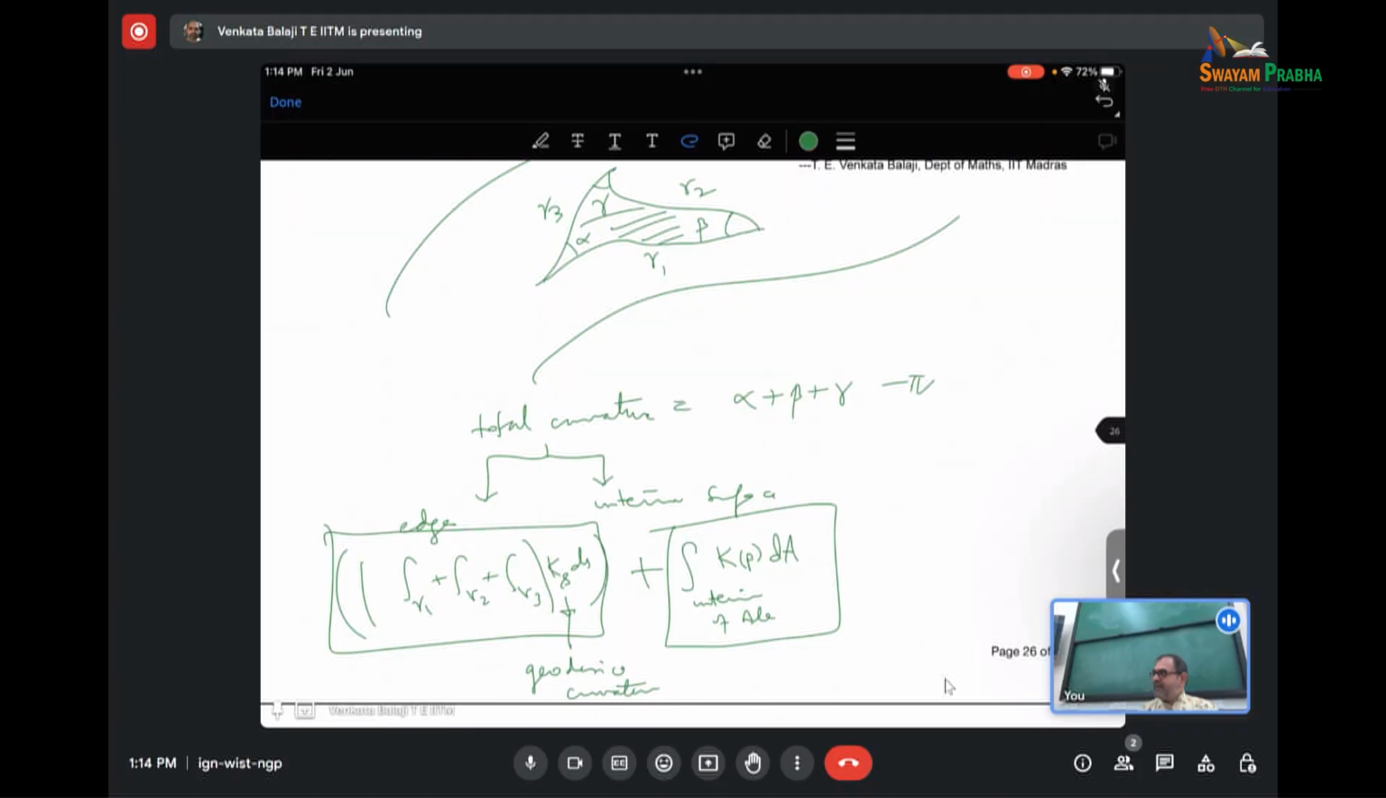Okay. So the point is, here again, if you calculate the total curvature, you will get alpha plus beta plus gamma minus pi. And this is the Gauss-Bonnet theorem.